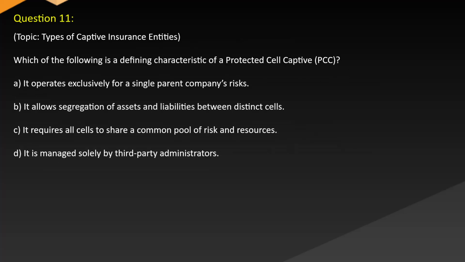Question 11. Topic: types of captive insurance entities. Which of the following is a defining characteristic of a protected cell captive, PCC? A. It operates exclusively for a single parent company's risks. B. It allows segregation of assets and liabilities between distinct cells. C. It requires all cells to share a common pool of risk and resources. D. It is managed solely by third-party administrators.